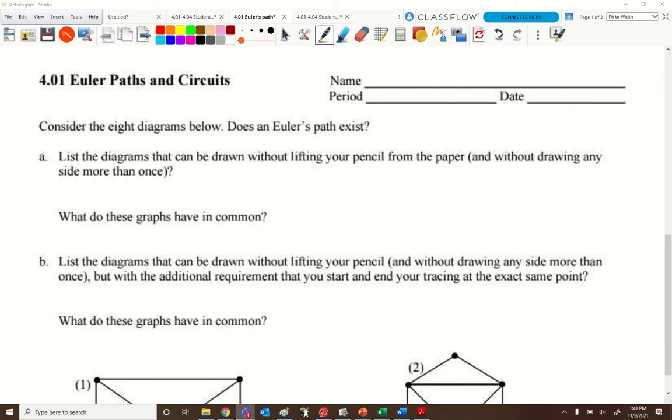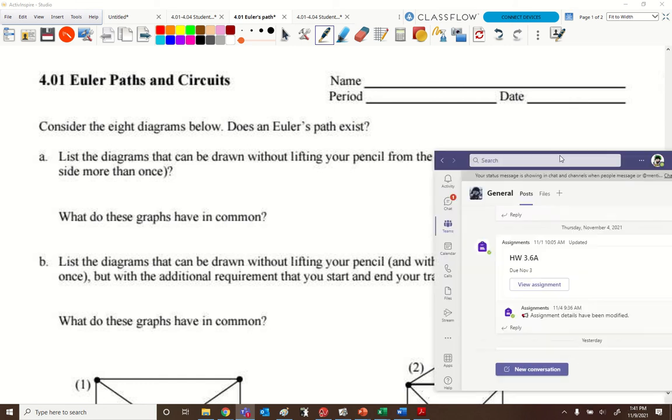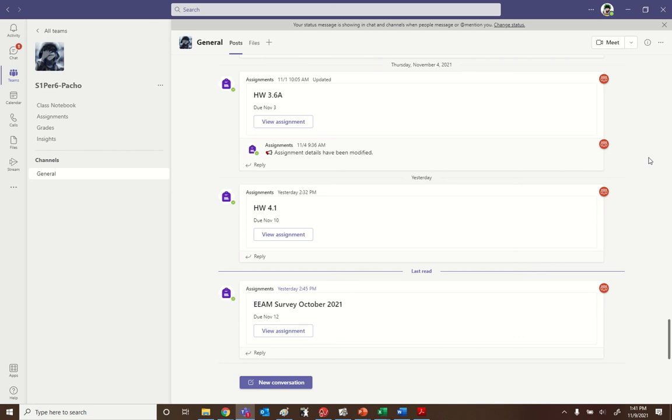So in Teams, what I have done, so you know that Friday is an I day, right? Yeah, that's the day that you don't come to school. Your assignment that I have for that day is right here, which is just the monthly survey. Remember, do you guys remember doing this? This is where you evaluate how well I'm teaching.